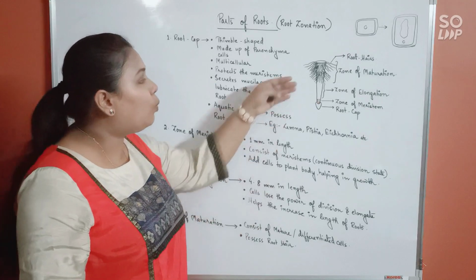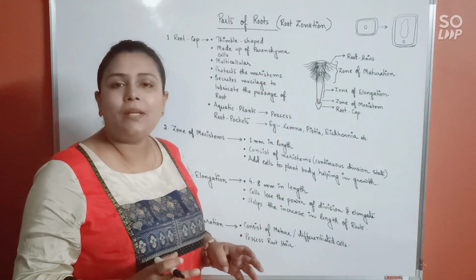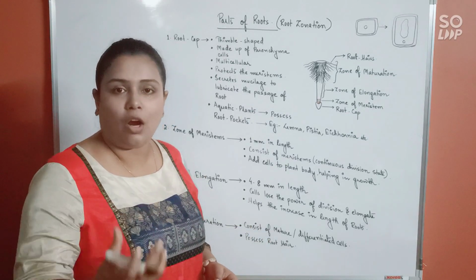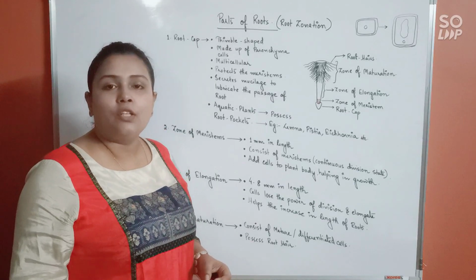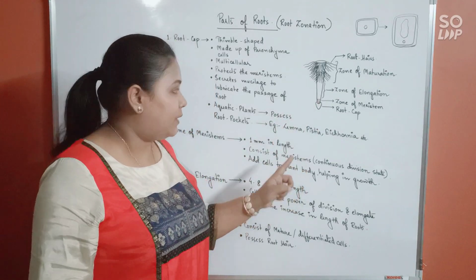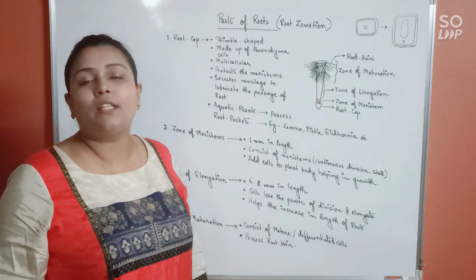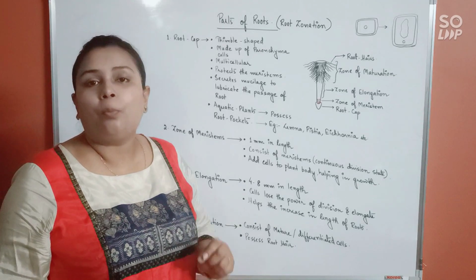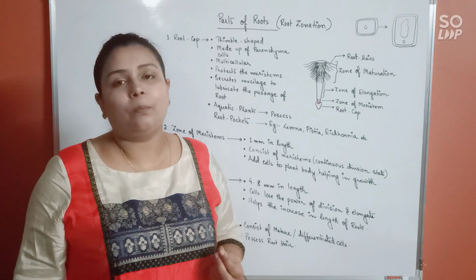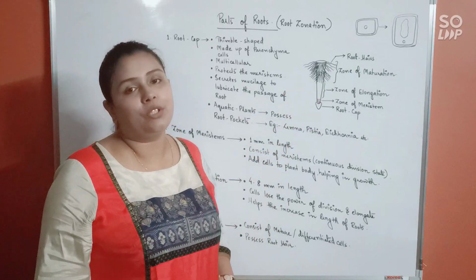While the root is penetrating inside the soil, there may be certain hurdles like stones or some kind of rough structures that it might come across. If the root cap is not present, the zone of meristems will be exposed to all these hurdles, and in that case, the zone of meristems might undergo certain damage. This damage would not allow the plant to grow properly. That's why, to protect the zone of meristems, the root cap is present.